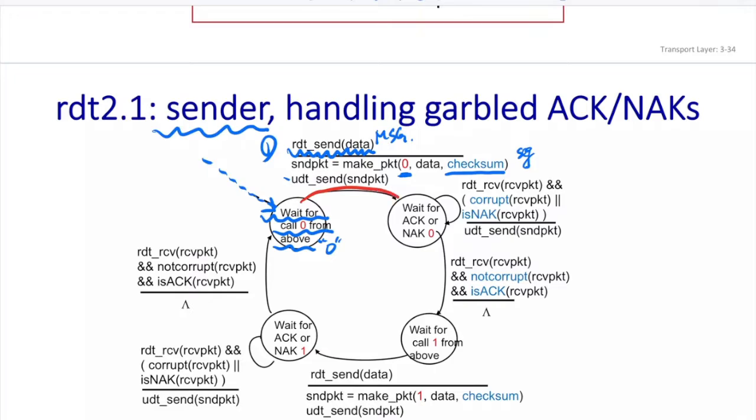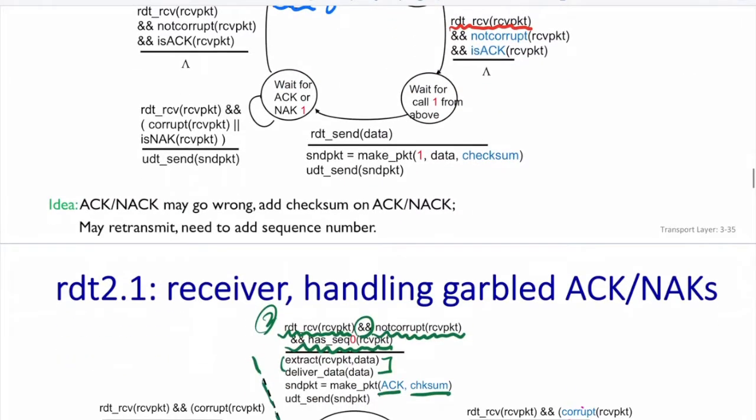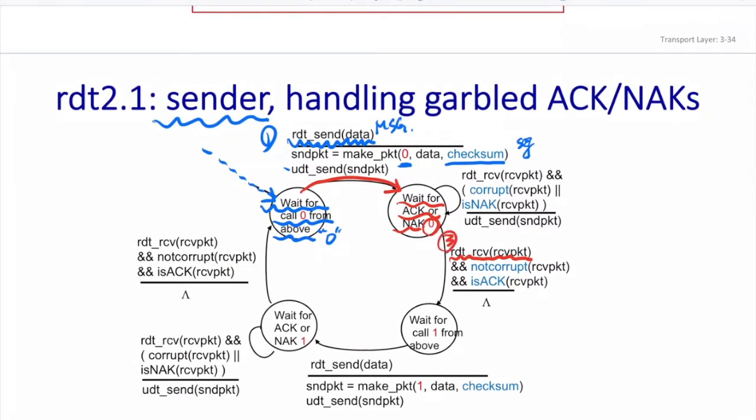After the sender sends the packet to the receiver, the sender goes to wait for ACK or NAK, for number 0. If a packet arrives, that is step 3. If the ACK does not corrupt, that means everything is fine. We simply go to the next state. The next state is we wait for call from above, but now we are waiting for packet number 1, so everything's fine.